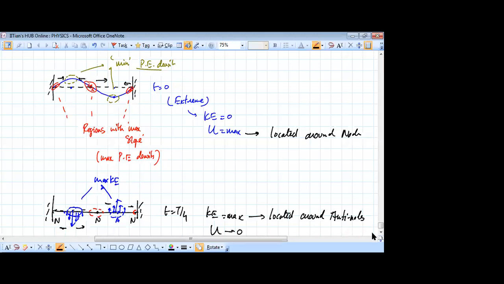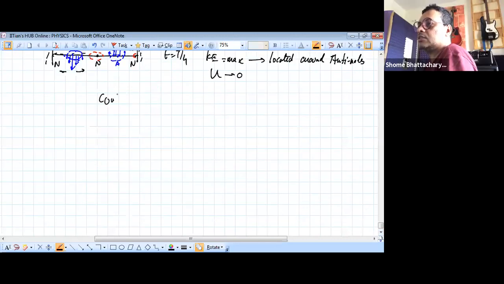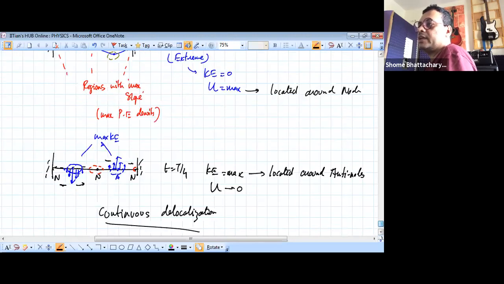This is a continuous delocalization of the mechanical energy. But in the case of a standing wave, it happens back and forth. Whereas in the case of a progressive wave, the energy keeps shifting in the forward direction only. But in this, it may shift in both directions. So you have fixed nodes and antinodes. Okay, so that is one thing.